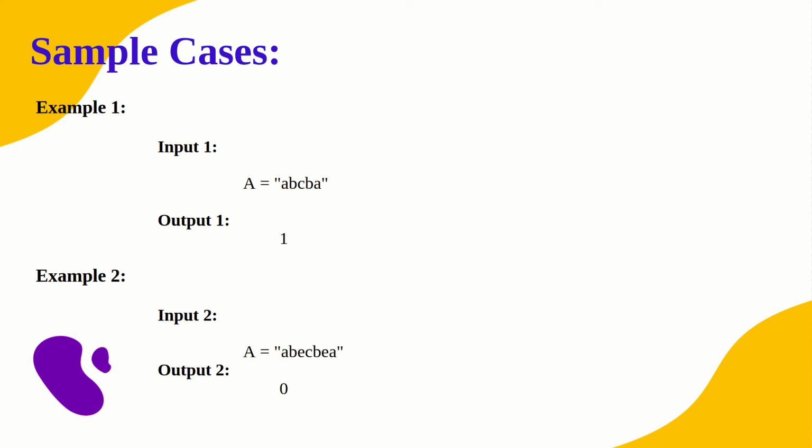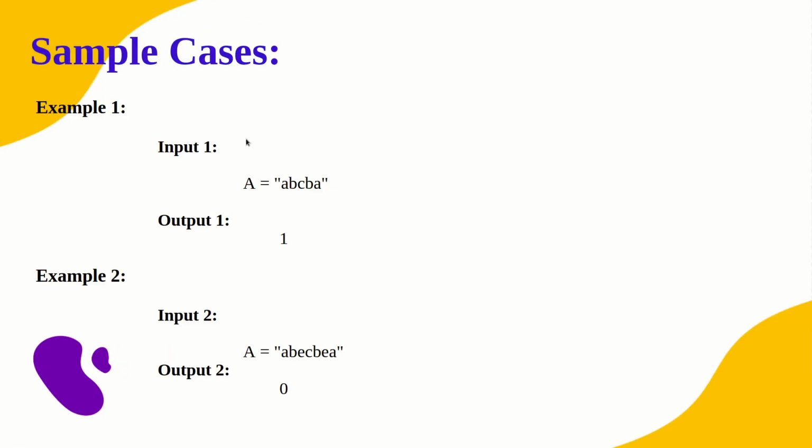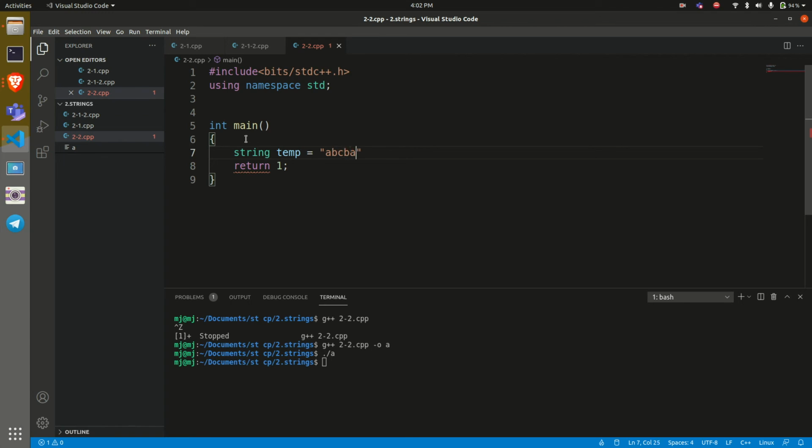Now let's come to the coding section where we'll try to understand this in a better manner. Okay, so first of all, let's take a sample string using which we can check the logic of the code. So string sample, or let's take temporary equals to the first example, abcba. So it should return 1 because we can make it a palindrome by removing exactly one character. Let's check whether this works or not.